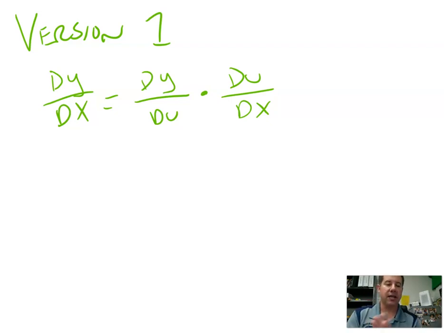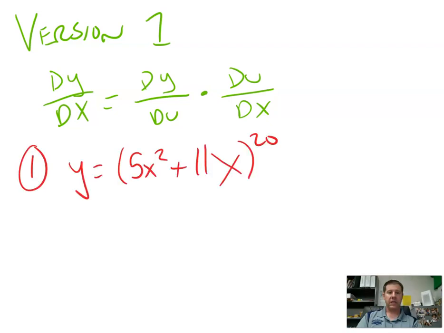Here's how it looks on paper. Here's the function that we want to take the derivative of: y equals 5x squared plus 11x plus 20, all raised to the 20th power. This is not one you would want to expand out, right?